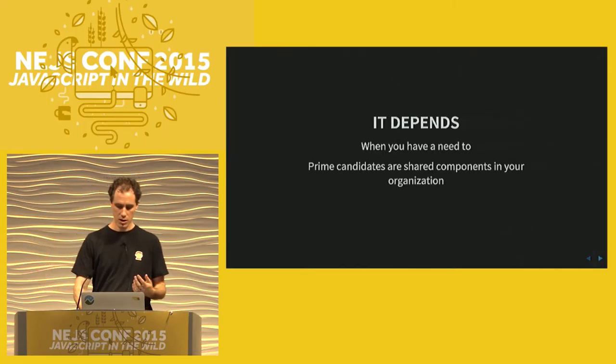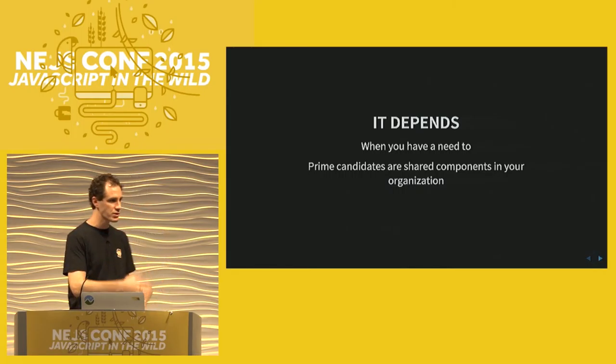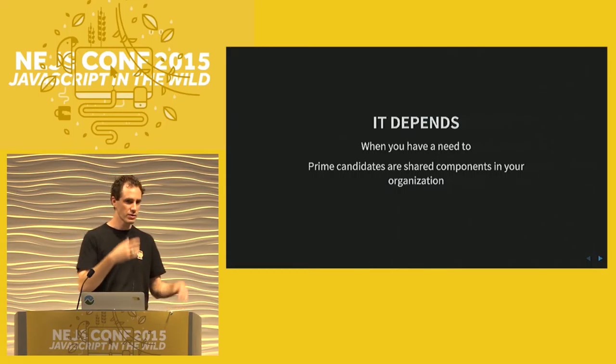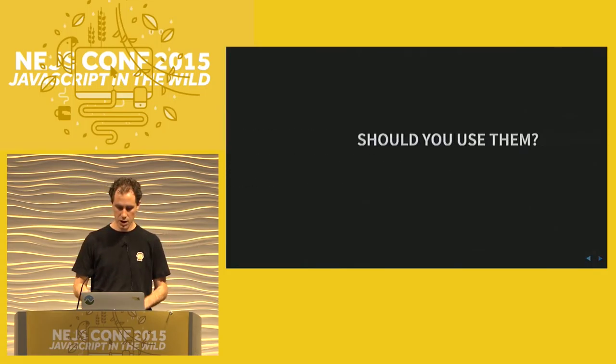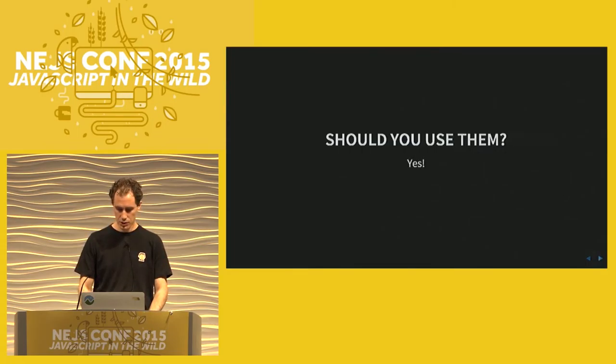So when you have a need to. Prime examples: in your organization you have shared components that everyone's using over and over again, and they're all doing the same thing because you're all using the same sort of drop-down library or something like that. Make those custom elements and share them out there. Then whether your users are Angular, React, or whatever, they can use them right away.